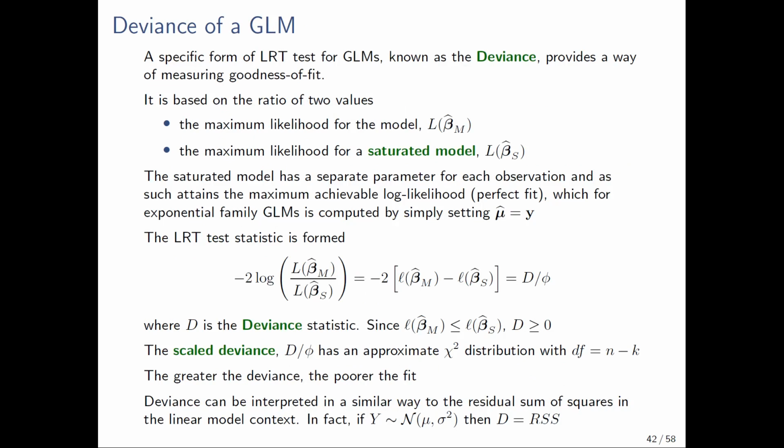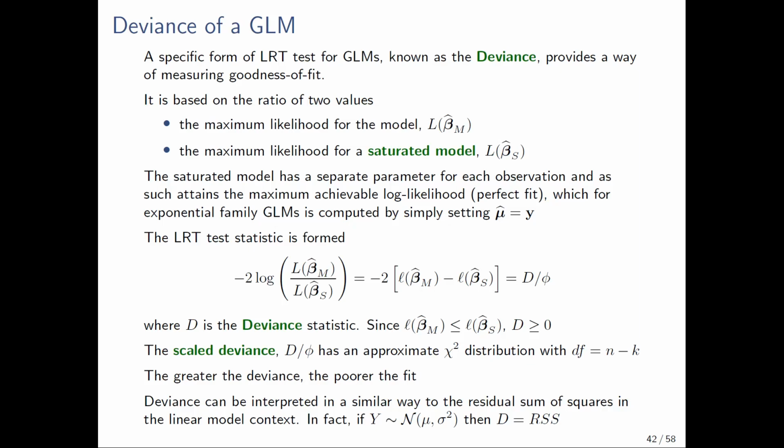A specific form of likelihood ratio test for GLMs is known as the deviance, and it provides a way of measuring goodness of fit, and it's a standard part of the output of statistical packages, as we'll see later. It's based on the ratio of two values, the maximum likelihood for the fitted model and the maximum likelihood for what's called the saturated model. The saturated model is one that has a separate parameter for each observation, and as such, it attains the maximum achievable log likelihood. It attains a perfect fit, which for an exponential family GLM is computed simply by setting mu hat equal to y.